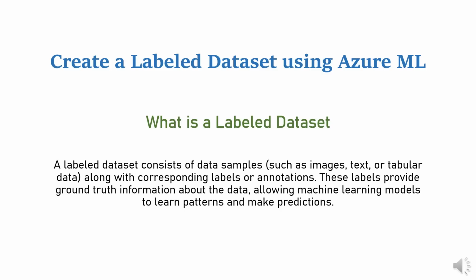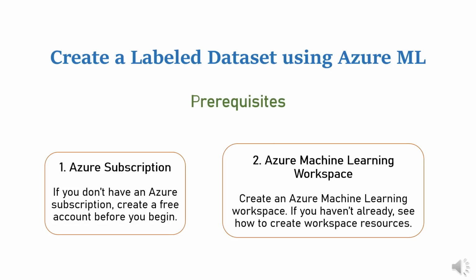What is a label dataset? A label dataset consists of data samples along with corresponding labels or annotations. These labels provide ground truth information about the data, allowing machine learning models to learn patterns and make predictions. Prerequisites: Azure subscription and Azure Machine Learning Workspace.